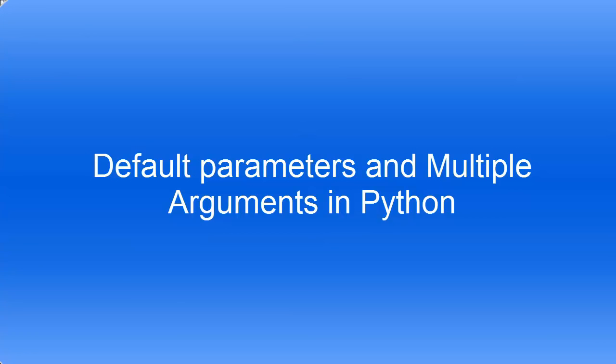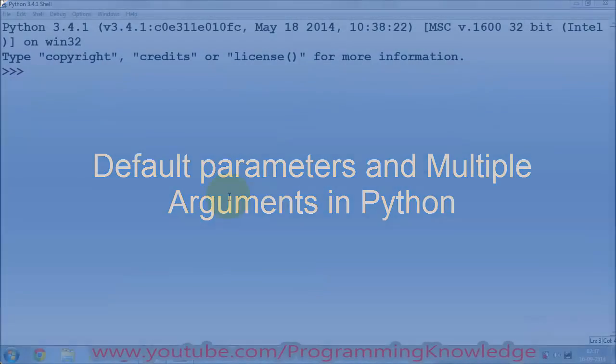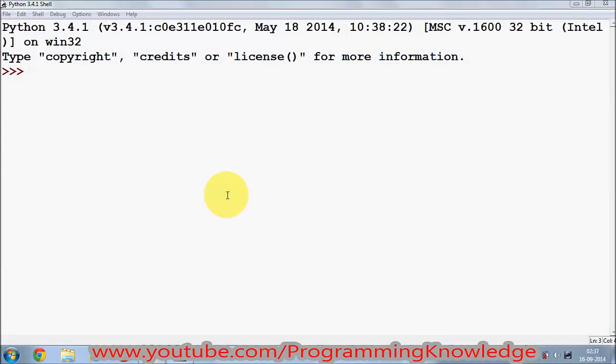Hello guys, in the last video I showed you how to define and use a function in Python. In this video also I'm going to continue with functions, and I'm going to show you some other features in functions, like default parameters and multiple parameters. So let's get started. In the last video I showed you how you can declare a function. You can declare a function in Python like this.